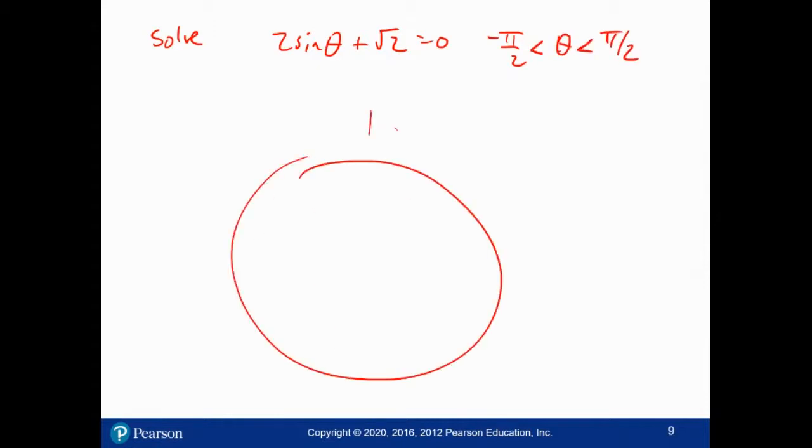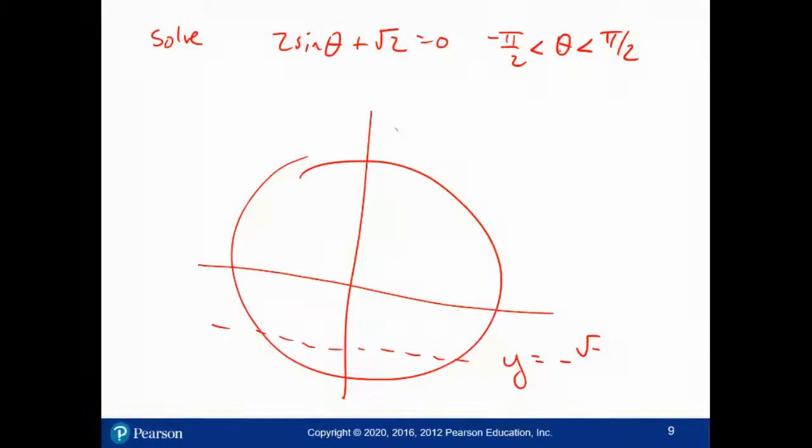Now what if we took the same thing and it said find all solutions to 2 times the sine of theta plus the square root of 2 is equal to 0, and I want, how about negative pi over 2 to be less than theta to be less than pi over 2? So now we'd have the same basic picture because we have the same equation. Okay, so here is my line of about y is equal to negative root 2 over 2.